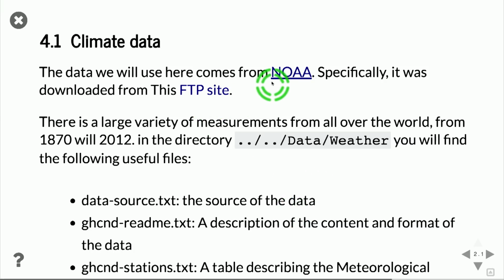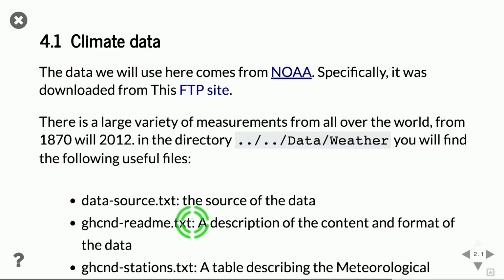This is data coming from NOAA, which is the North American Climate Organization, and it has a variety of measurements from all over the world. These are the files that we put for you in the directory data weather on GitHub. This first file is just how you can get the data yourself: you can FTP it from a site.